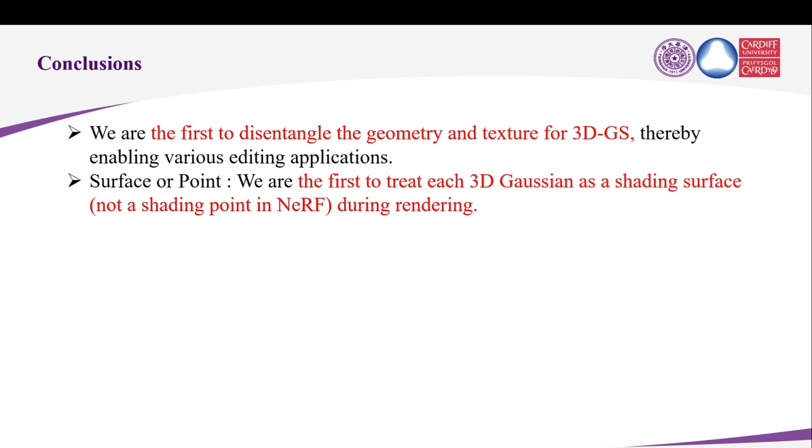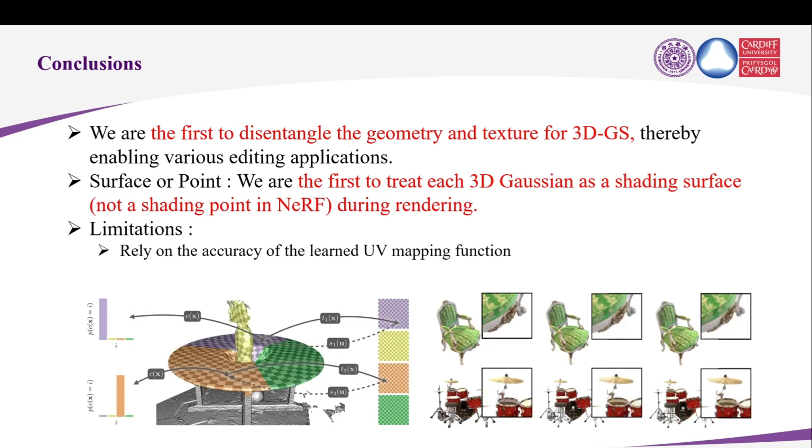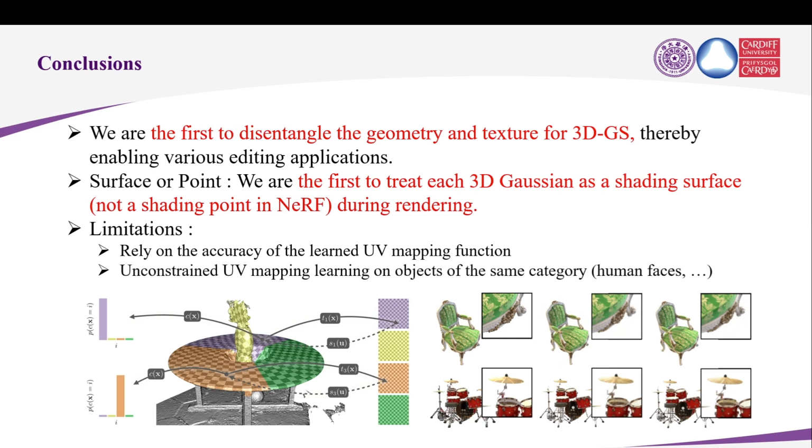On the other side, the performance of our method relies heavily on the accuracy of UV mapping. Thus, it fails to tackle outdoor scenes or objects with complex geometry. What's more, unconstrained UV mapping cannot ensure semantic consistency of texture space across different objects, such as human faces.